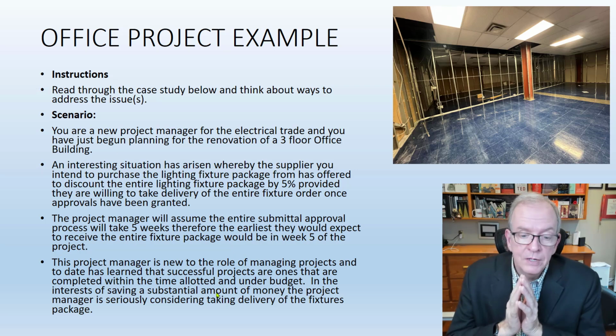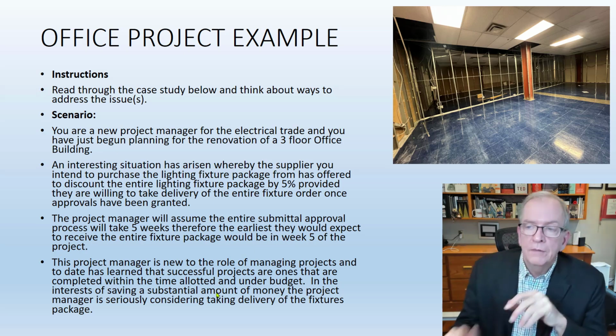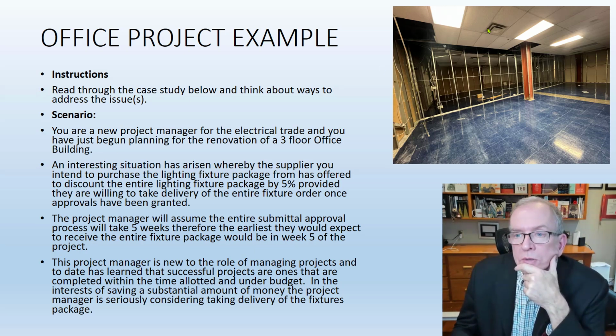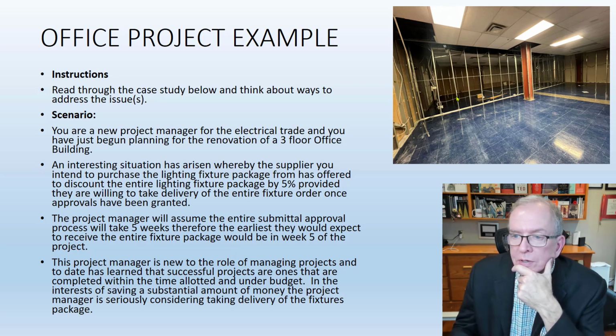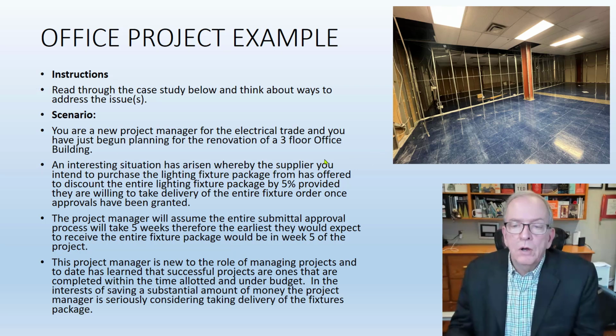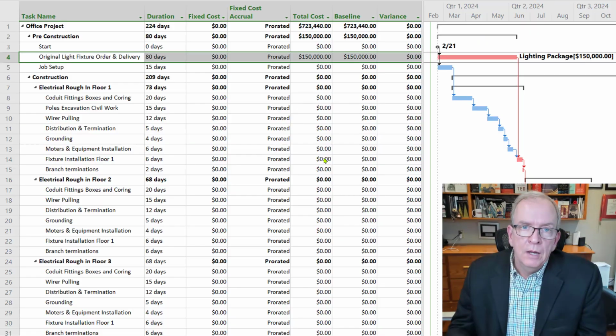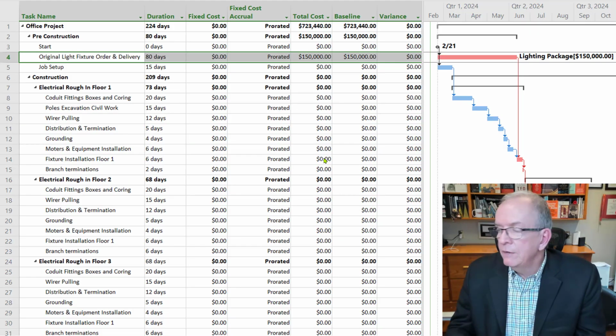In the interest of saving a substantial amount of money, you, the project manager, are seriously considering taking delivery of the fixtures. And I want you to think about the fixtures like, I'll show you a material list, but like 2 foot by 4 foot, they're going in T-bar ceilings. There's a lot of rooms that are going to be renovated, and there's a lot of these fixtures that are going to be part of the opportunity or the request that you're going to be putting in for.